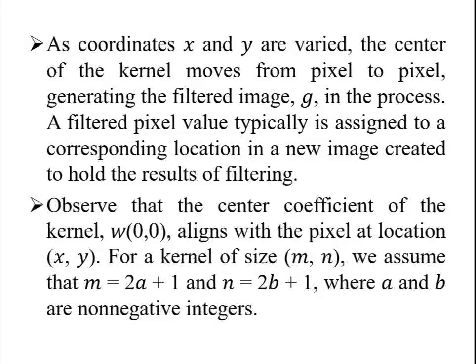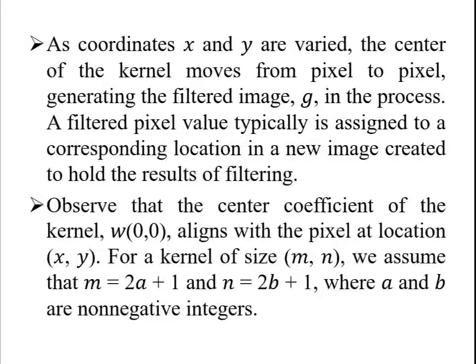Observe that the center coefficient of the filter, w(0,0), aligns with the pixel at location (x, y). For a mask size m by n, we assume that m is equal to 2a plus 1 and n is equal to 2b plus 1, where a and b are positive integers. This means that our focus in the following discussions is on filters of odd size, with the smallest being of size 3 by 3.